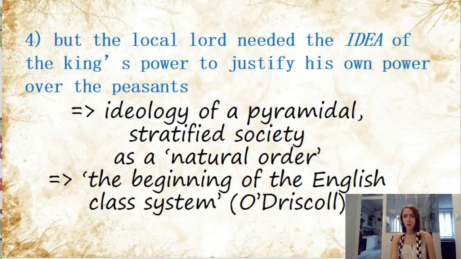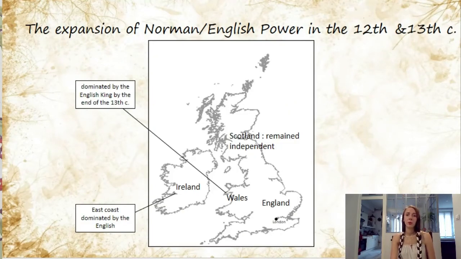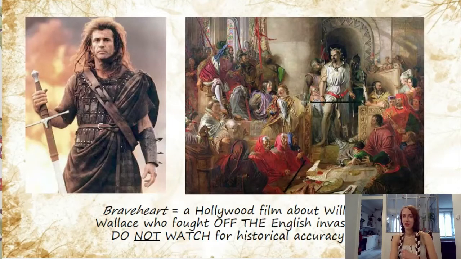So, if we discuss the expansion of Norman English power in the 12th and 13th century, what we notice is that, unsurprisingly, the authority of the English monarch gradually extended from the southeast of England to other parts of these islands over the next 250 years. Scotland remained independent, but had to fight several wars in order to do so. Just a little bit of a reference to these wars.